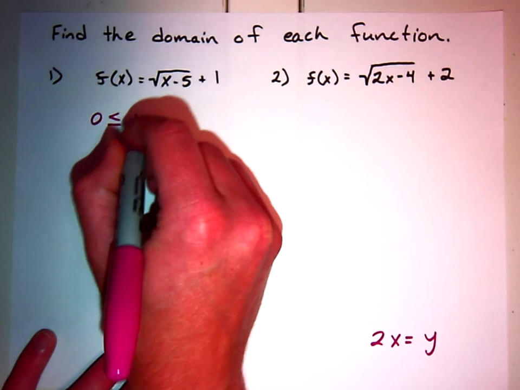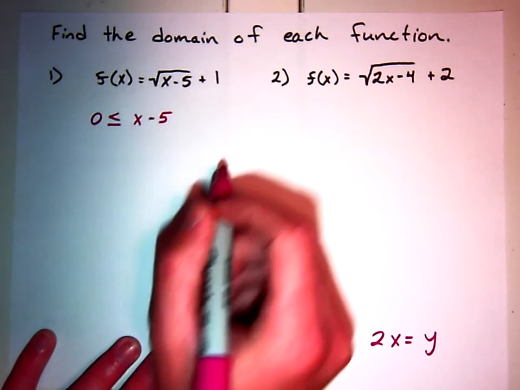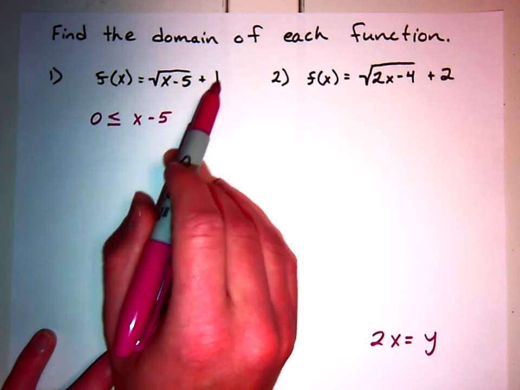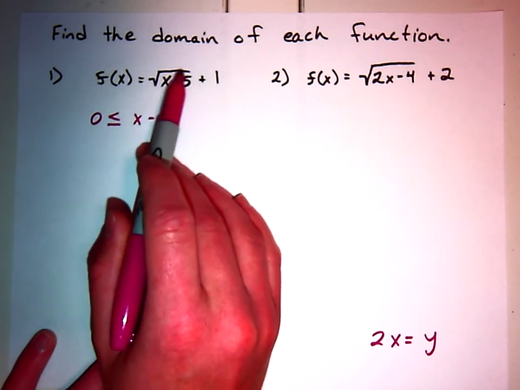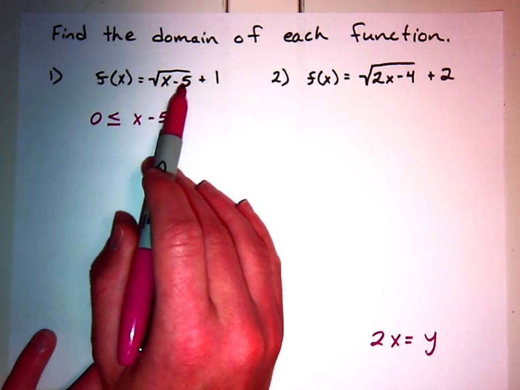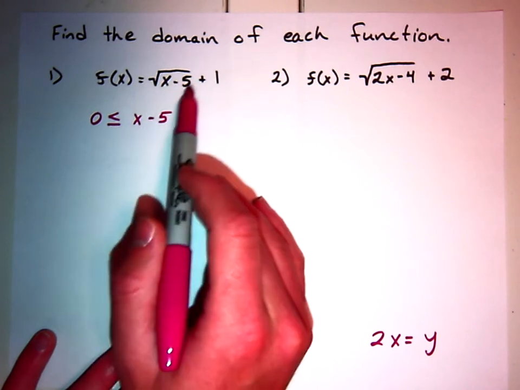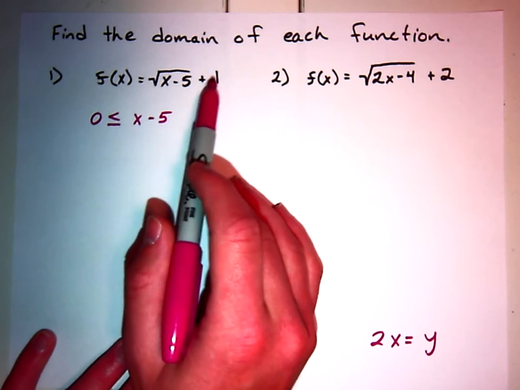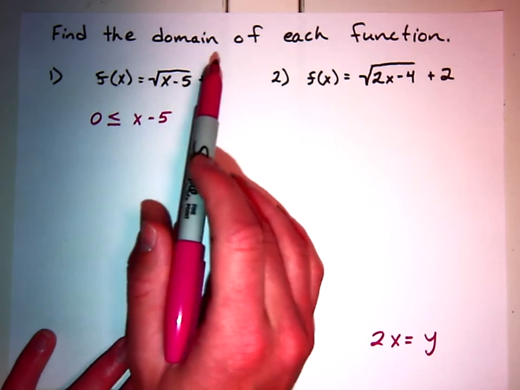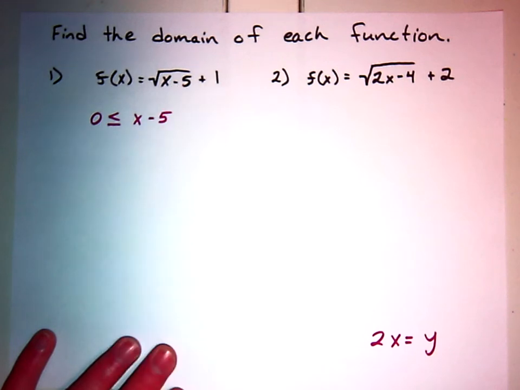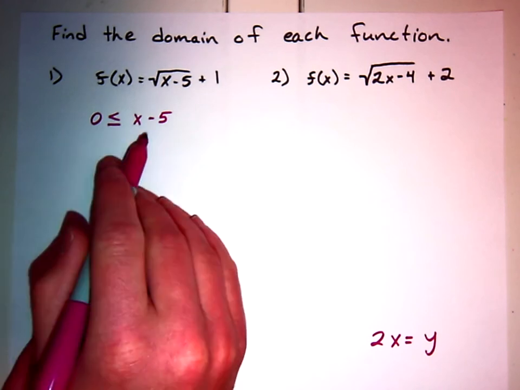So it's x minus 5. And we can ignore that +1, because no matter what this number is, once we've gotten rid of our radical, as long as this is 0 or greater, then we're going to get a value, and we could add 1 to it. So this does not have any bearing on the domain of our function. The square root is the only thing that is limiting our domain. So we just solve this inequality.